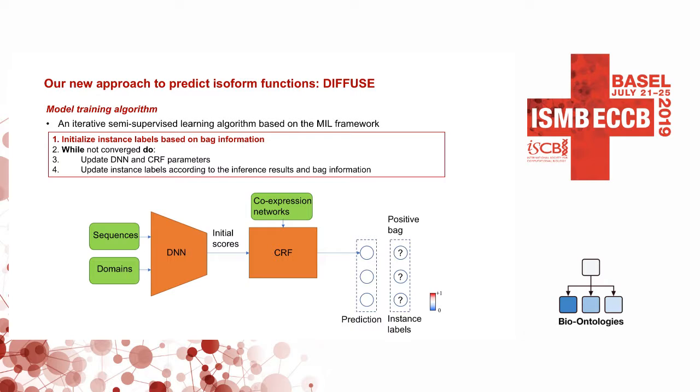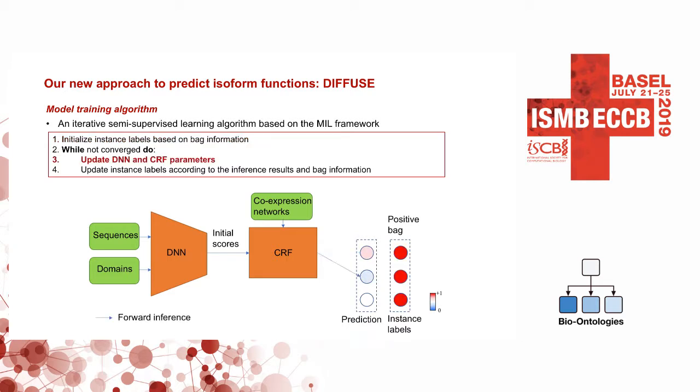So as aforementioned, we don't have the isoform level ground truth label, so the traditional semi-supervised learning algorithms are not applicable to train our model. So we propose a semi-supervised learning algorithm to train this model with only the gene level ground truth labels. So here we first initialize instance labels as their bag labels. So in the positive bags, each instance is labeled as positive, and in the negative bags, each instance is labeled as negative initially.